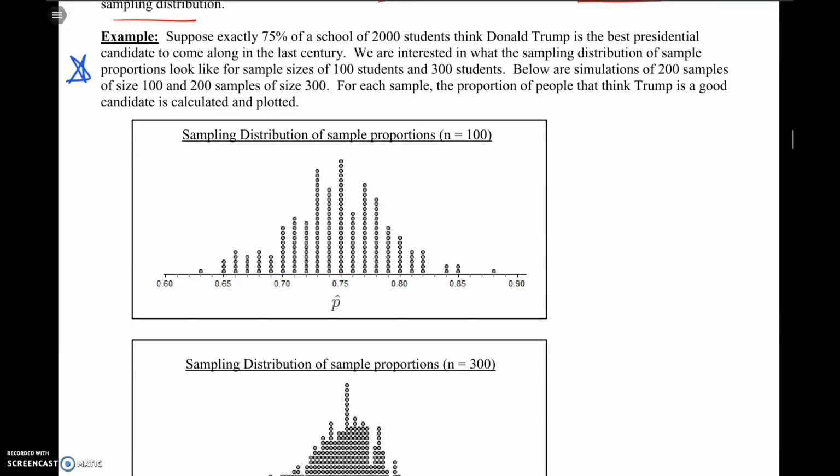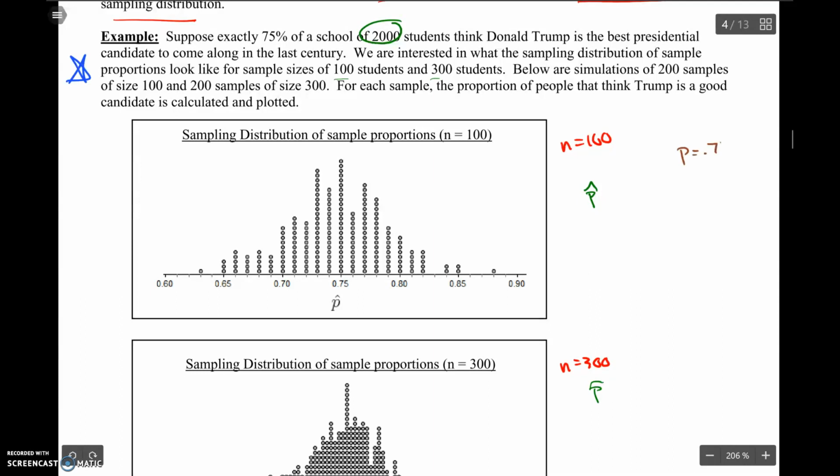So we're interested in what the sampling distribution of sample proportions will look like for sample sizes of 100 students and 300. So we're taking samples of size 100 and we're taking samples of size 300. There's 2,000 students in the population. We're taking samples of size 100 and 300, and we're going to calculate the sample proportions. So for example, now the true proportion is 0.75.